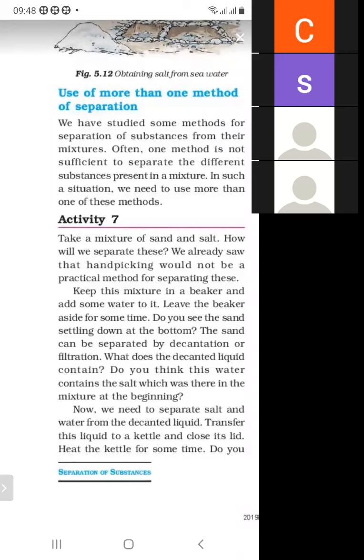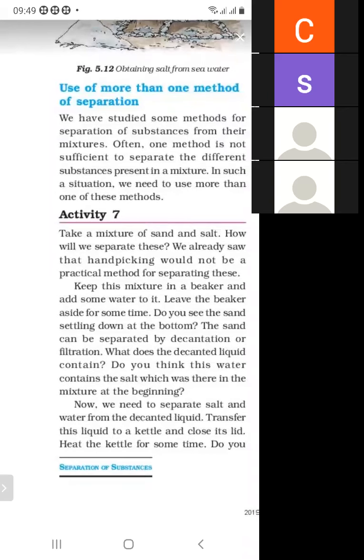And in the water, the salt is present. We will heat it, and because of evaporation it evaporates, and what is remaining in the beaker? Salt. So this is the method of how we can separate sand and salt.